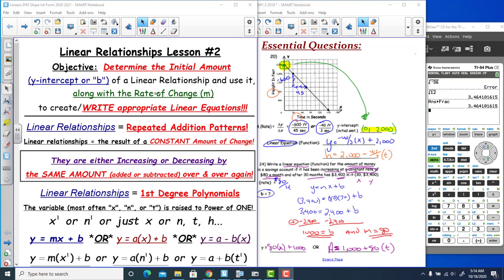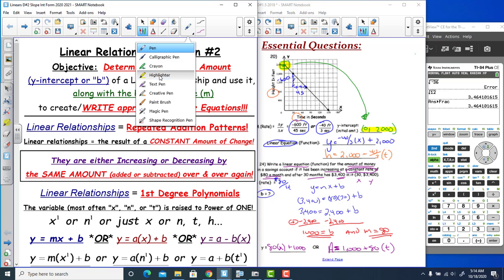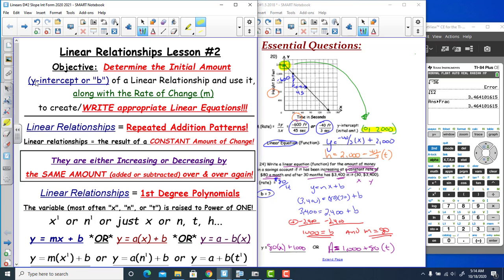This is our second lesson on linear relationships, and in this lesson our objective is going to be able to determine the initial amount, or y-intercept, otherwise known as b, of a linear relationship, and use it along with the rate of change, m, to write appropriate linear equations. In order to do that, there's a couple things you have to remember.